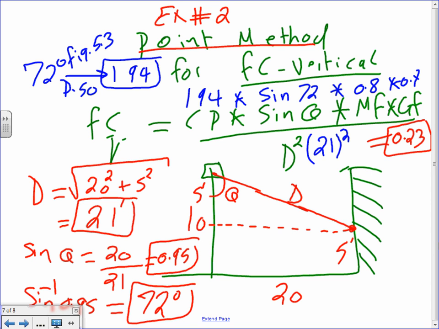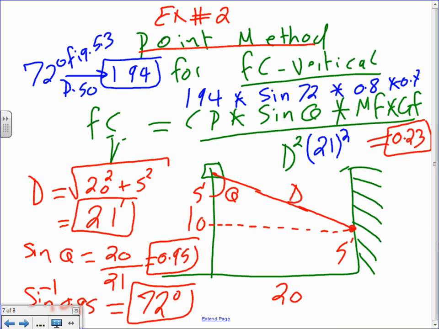Cool? Here's my distance. I need to find the distance using the Pythagorean theorem. I have 5 feet here, 10 feet here. Square the 20, square the 5, and take the square root of them. That gets you a distance d of 21. You need the sine. Sine Q is the opposite over the hypotenuse, right? Sine is 0.95. Sine inverse of 0.95 gives you 72. So I found an angle of 72.